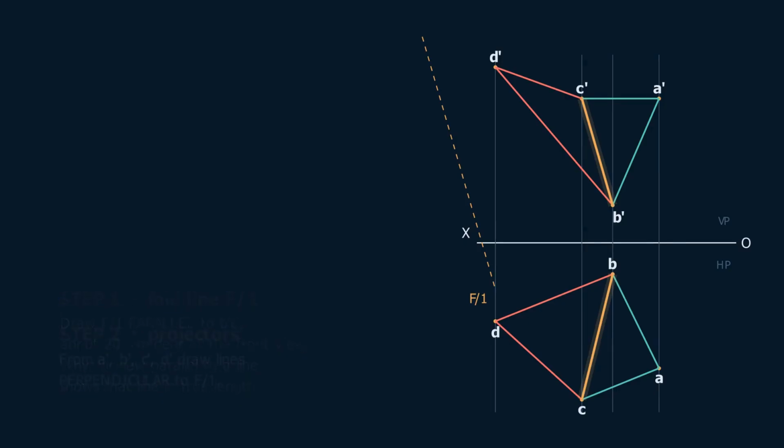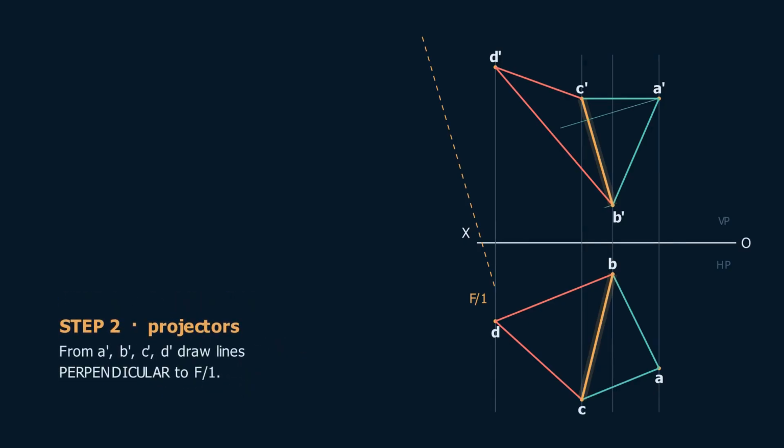Step 2. From A', B', C' and D', draw projectors at right angles to F'1, running away from the front view. Set your square against the F1 line and all 4 come out in one sweep. Keep them light, they are construction lines.